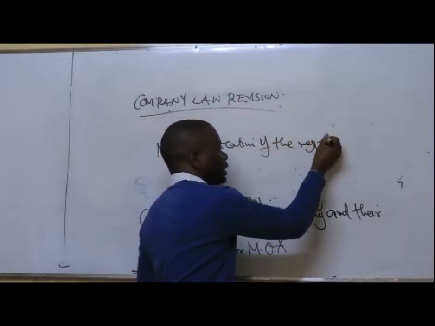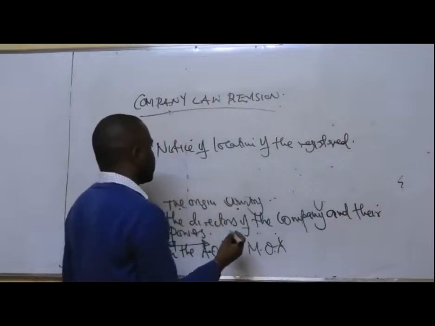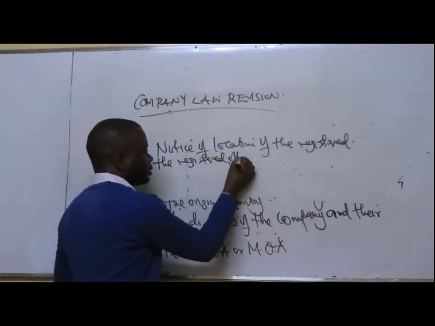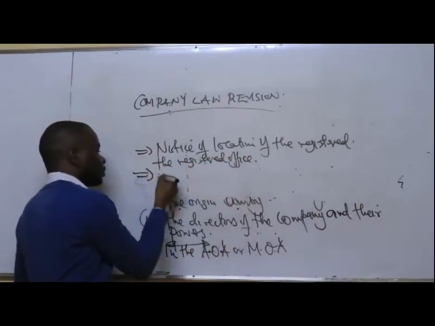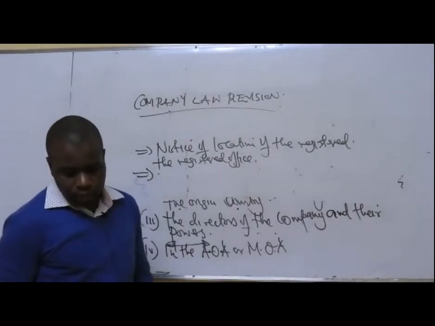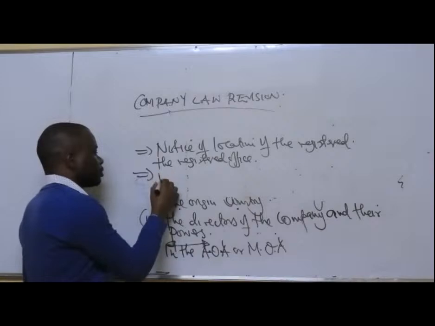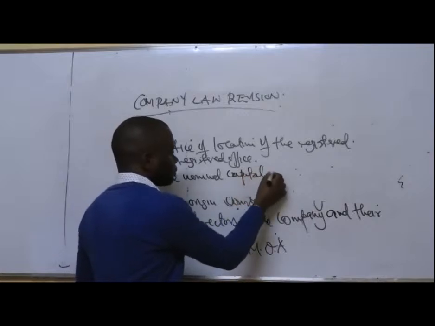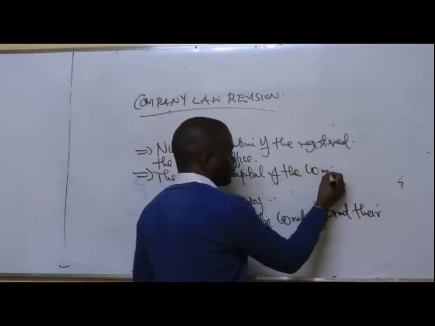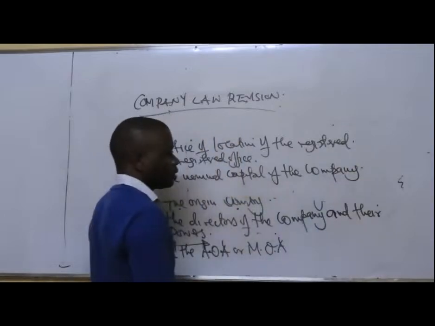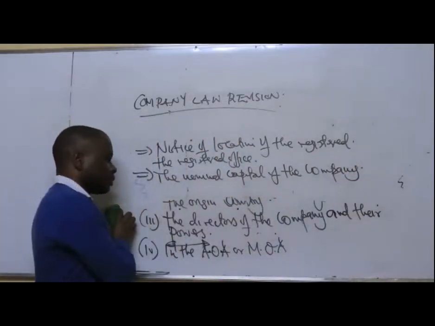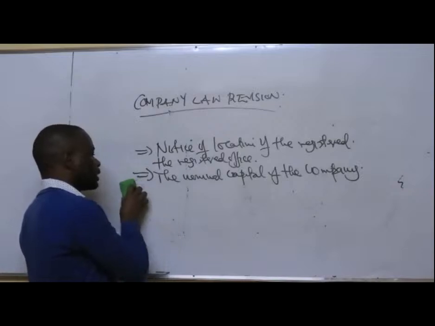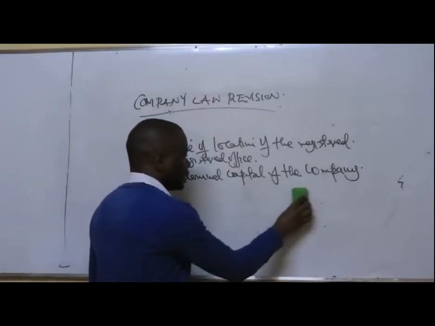So you should clearly state where the registered office of the company is, the notice of location of the registered office. Another thing that is very important is the nominal capital of the company, or you can say the registered capital of the company. With which capital are you registering your company? You should clearly state the registered capital that you are going to register your company with.